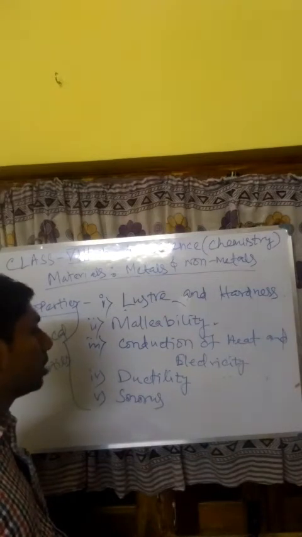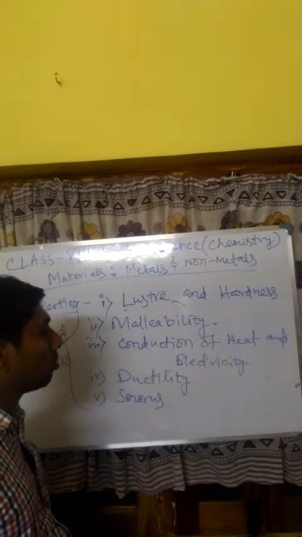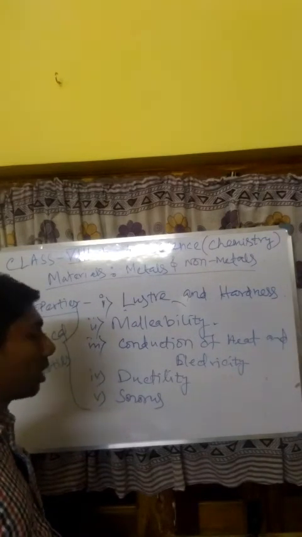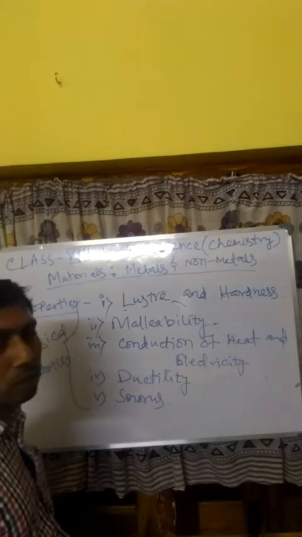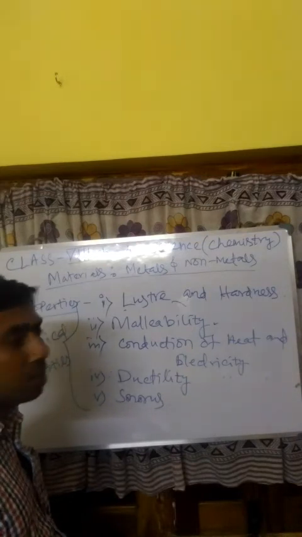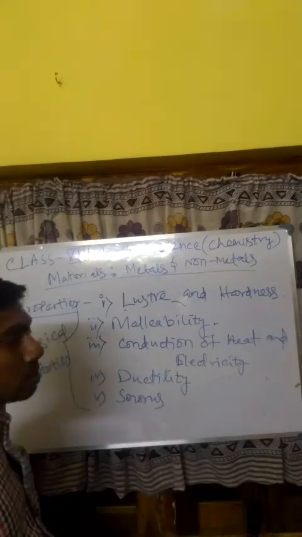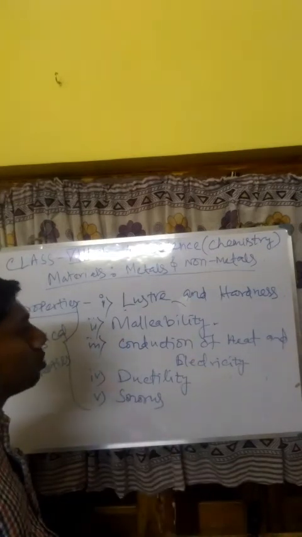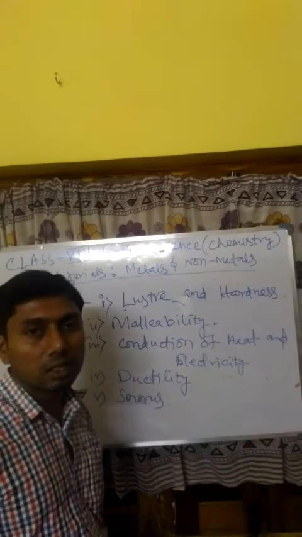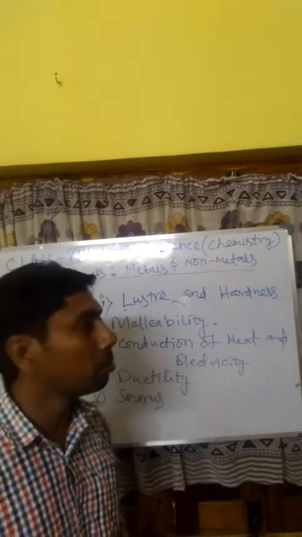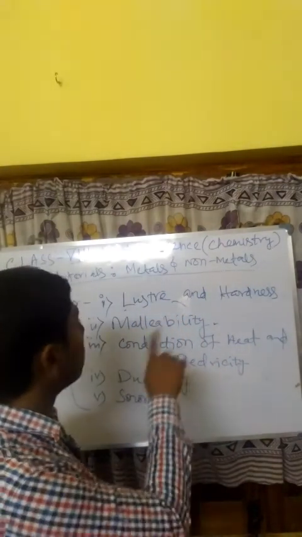Conduction of heat and electricity. Here metals are good conductors of heat and electricity, and non-metals are not, but there are some exceptions also. Ductility, that comes with wire form or sheet form, and sonorous, which gives a sound when struck by some materials. So these are the physical properties. Now we can differentiate metals and non-metals by using these physical properties. Question arises here to differentiate between metals and non-metals by physical properties. Then we have to discuss these five points.